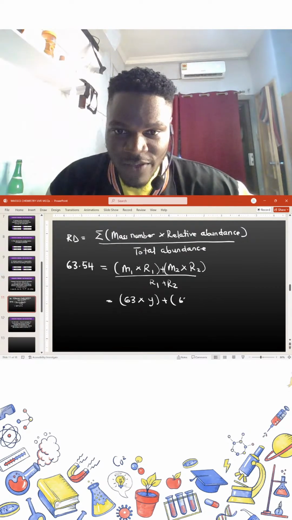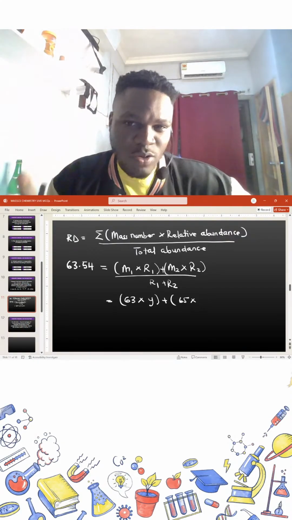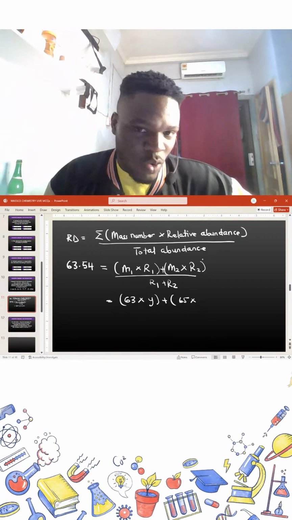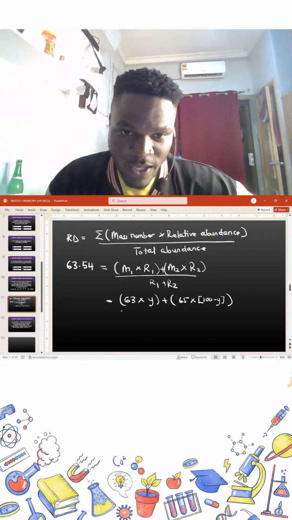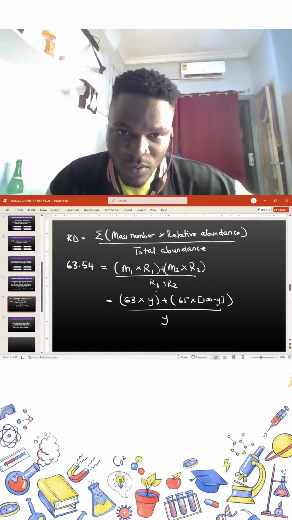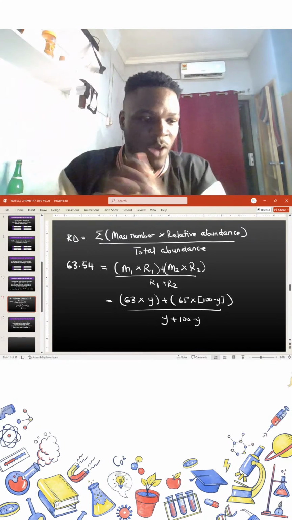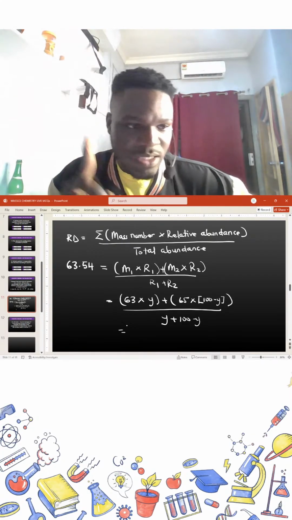So I bring here 65 multiplied by R2. Like I said, R1 plus R2 will give you 100. Since we don't know the percentage for R1, we don't know that of R2 as well, because the question has not given us. So in place of that, we'll do 100 minus Y. Then all divided by Y, which is for the R1, plus the R2, 100 minus Y. Now, why this is the case is that, like I said, the relative abundance, if you add the two of them, you are going to get 100. So from here, we can proceed to solve the problem.